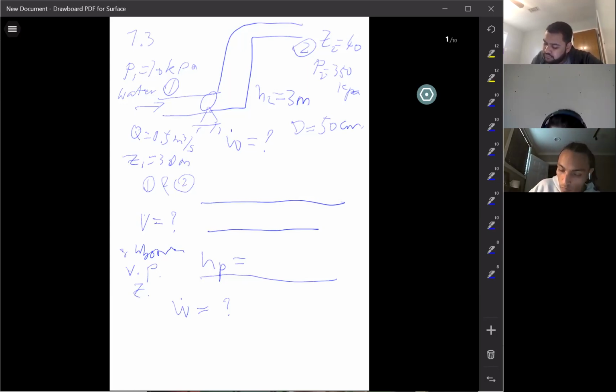Okay, let's do a problem using the Moody diagram. I think you need it. You need to know how to do that. Let me give you an example.